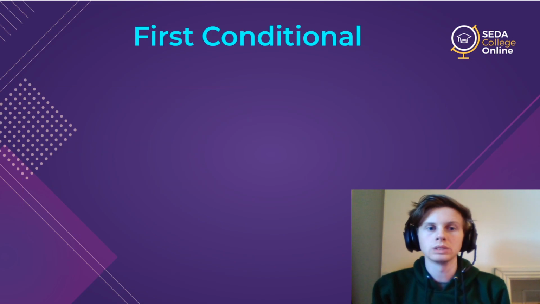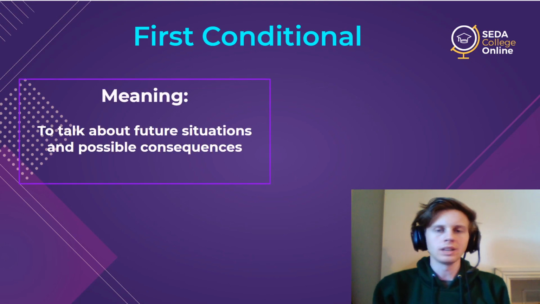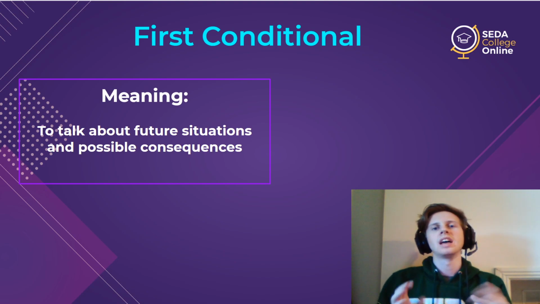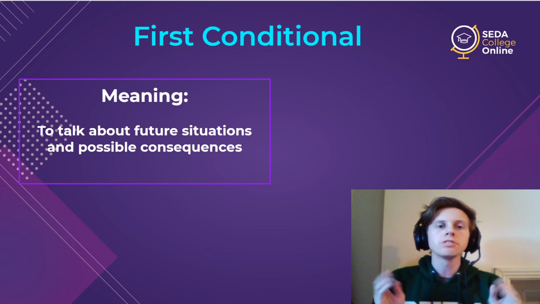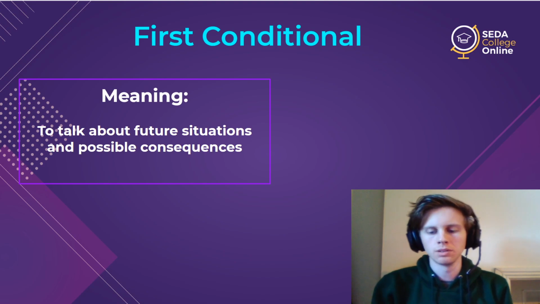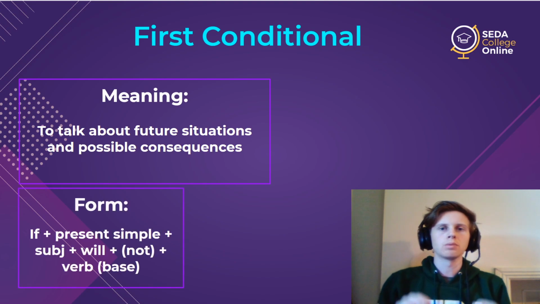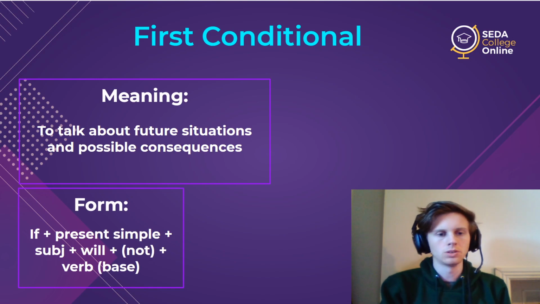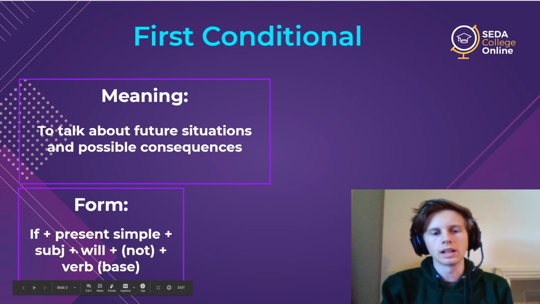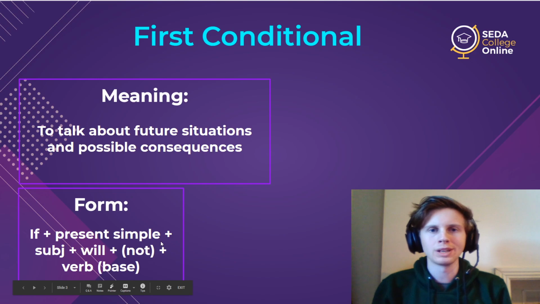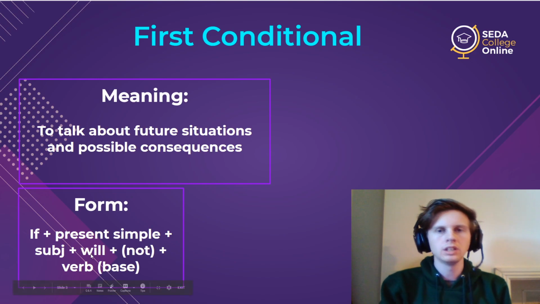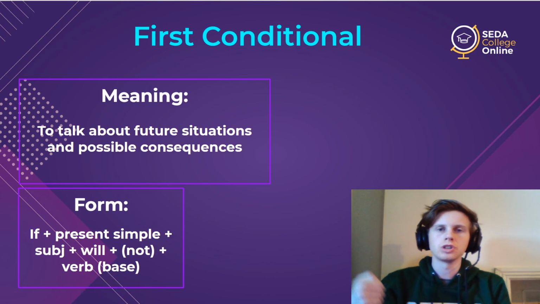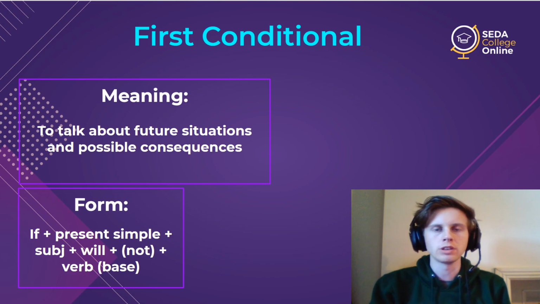Let's start the review with the first conditional. If you remember, the first conditional is to talk about future situations and their possible consequences. So the first conditional is always real. You're always talking about real things and real possibilities. We make the first conditional with the present simple and will. That's how you know it's real, because we're using will to show intent. I will do this or I will do that. You show the strong intent for the future.